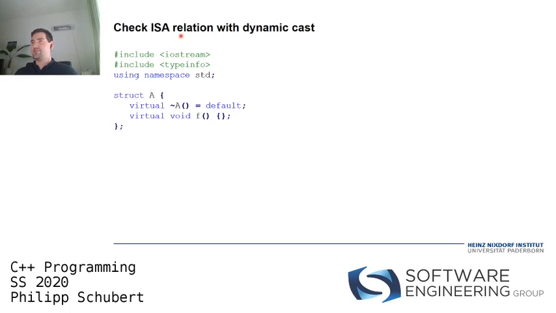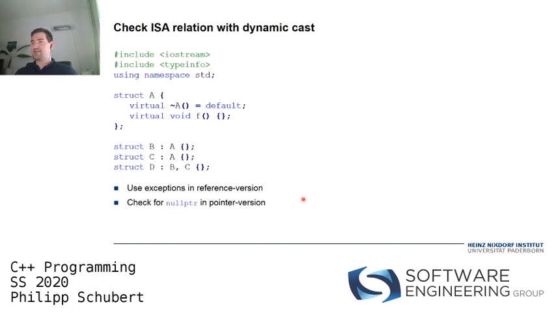Okay, let's have another example. So check is-a relation with dynamic cast. So again, let's build a small type hierarchy. And you have to use exceptions in the reference version, and you have to check for the null pointer in the pointer version.